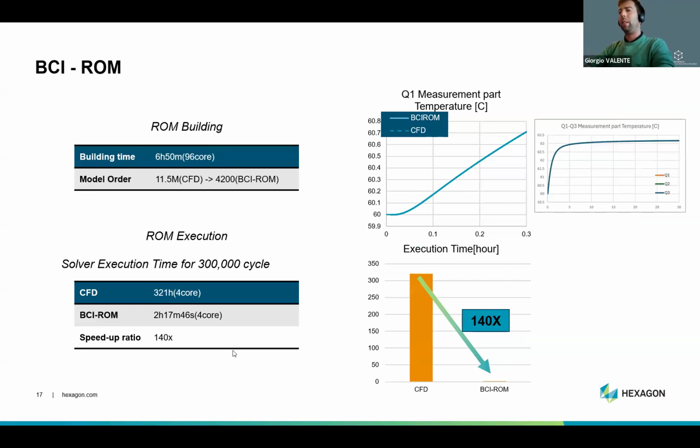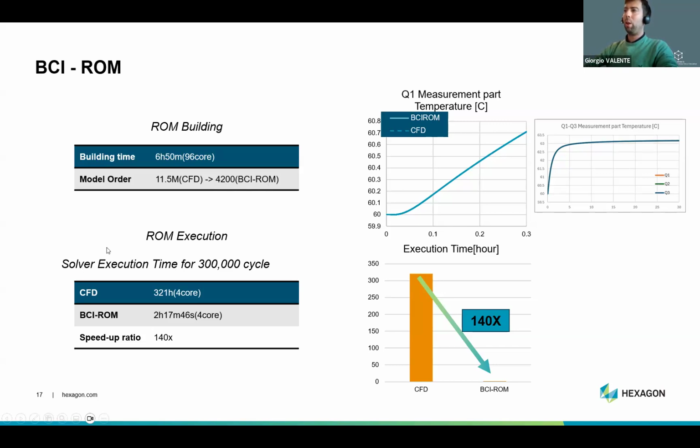So basically, it took almost 7 hours, which is quite a bit of time, to get this reduced order model. The main reason is that the full order model was very, very large. It was 11.5 million elements, because we also modeled the copper traces inside the PCB. So it was very, very detailed. And the reduced order model was 4,200 elements.